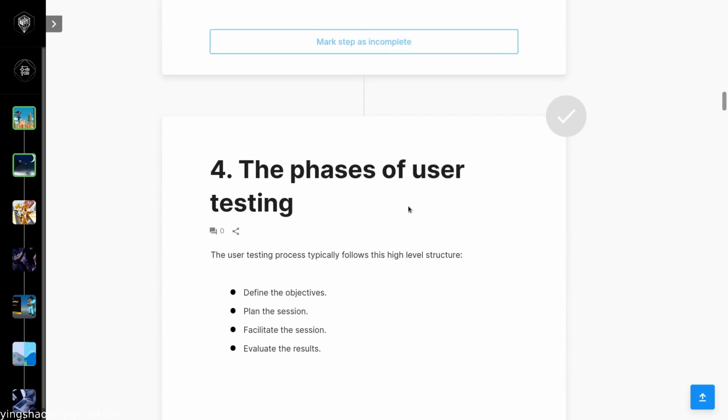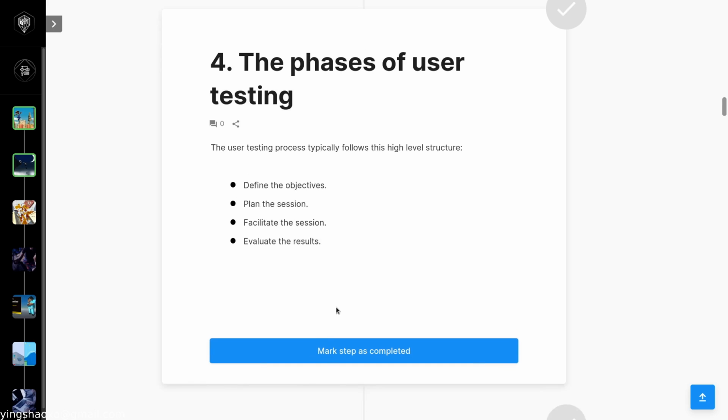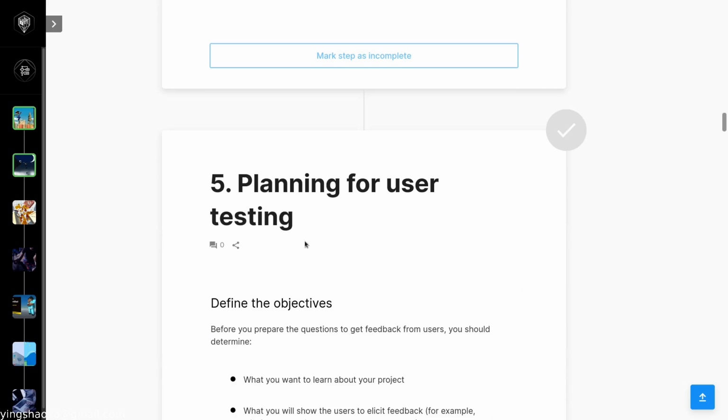4. The phases of user testing. The user testing process typically follows this high-level structure. Define the objectives, plan the session, facilitate the session, evaluate the results. 5. Planning for user testing.